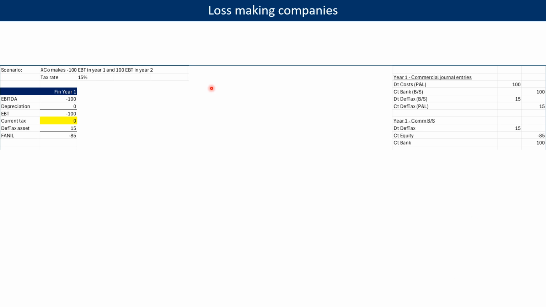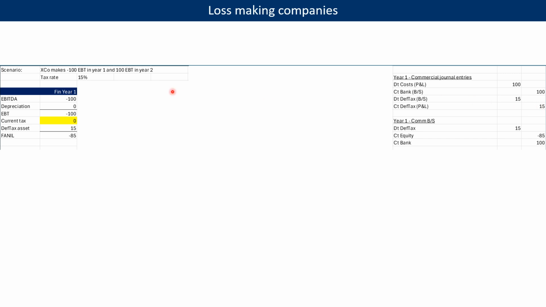Let us start with loss-making companies. So we have a scenario, Exco makes 100 loss before tax in year 1 and 100 profit in year 2 before tax, and the tax rate is 15%. If we go to our journal entries, we debit cost of 100, whatever it is that we bought that we didn't manage to get sold, and we owe the bank 100 for what we bought, right? We've made a loss of 100, so in the future we will save 15 in tax. So we do have a deferred tax asset of 15, which runs through our P&L.